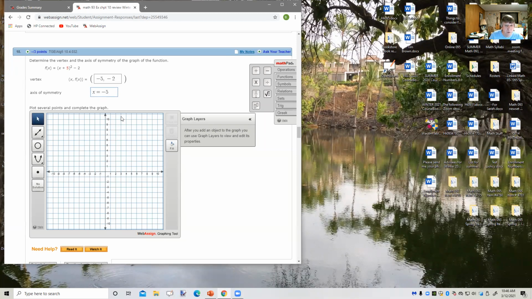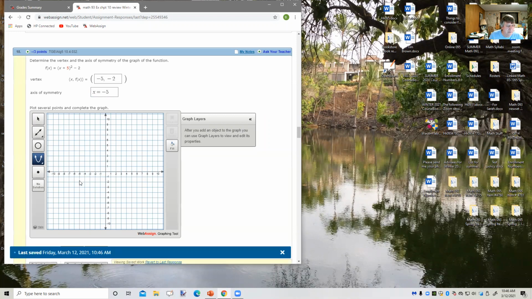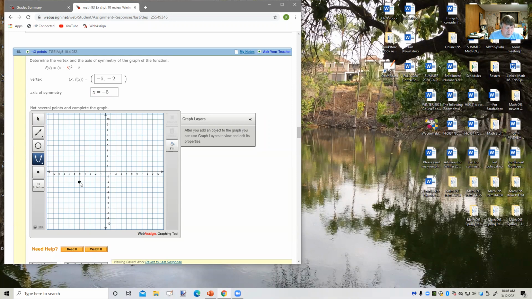Now recall, when you graph a parabola, first of all, you want to click on the parabola shape until it's blue. You want to graph 2 points, and the first point must be the vertex. So -5, -2 is there. I need a second point. Well, let's see. How about if I let x equal 0? We've got f of x equals x plus 5 squared minus 2.